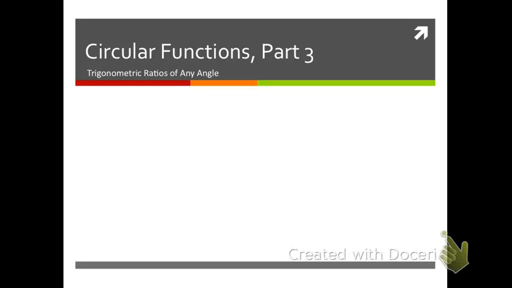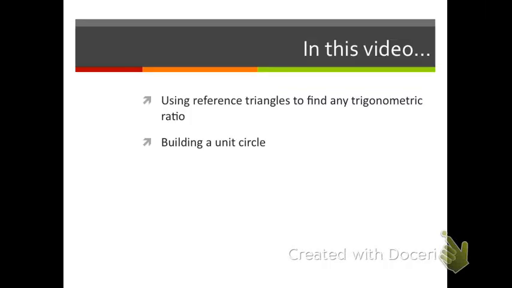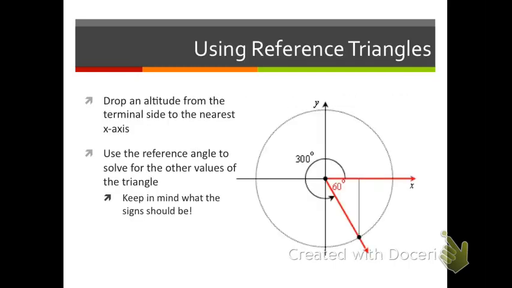All right, so part 3, we're going to get into trigonometric ratios of any angle. So we're going to talk about both the unit circle and reference triangles, review a little bit of special right triangles, a little bit of everything just to close this all up. So first thing, reference triangles.